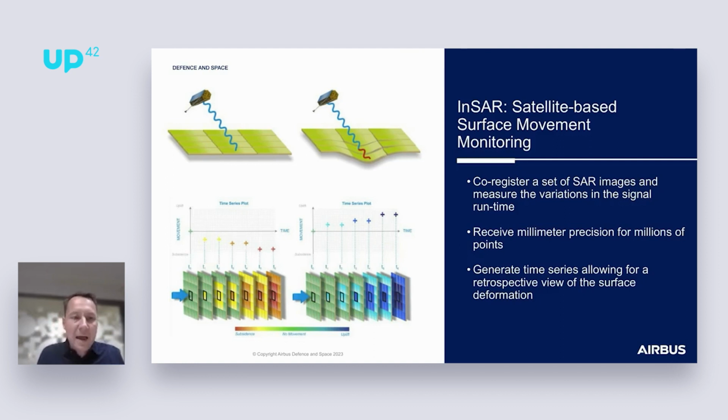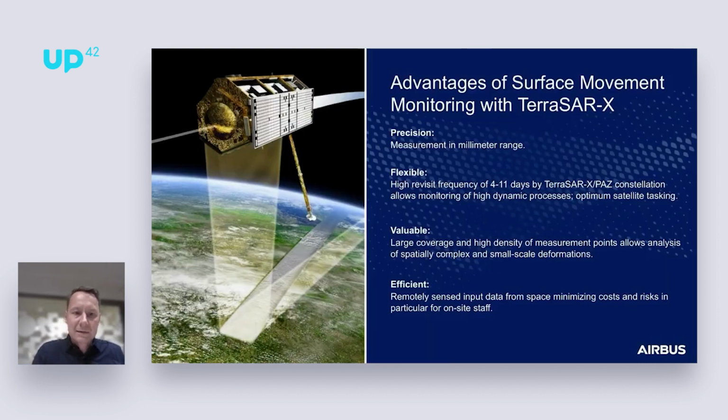You will see some maps here, some examples which are colorized. The typical color scheme is in a way shown here. Everything which is green is stable. Everything which is red or yellow seems to subside, and everything which is more blue uplifts. Let's have an example right after.